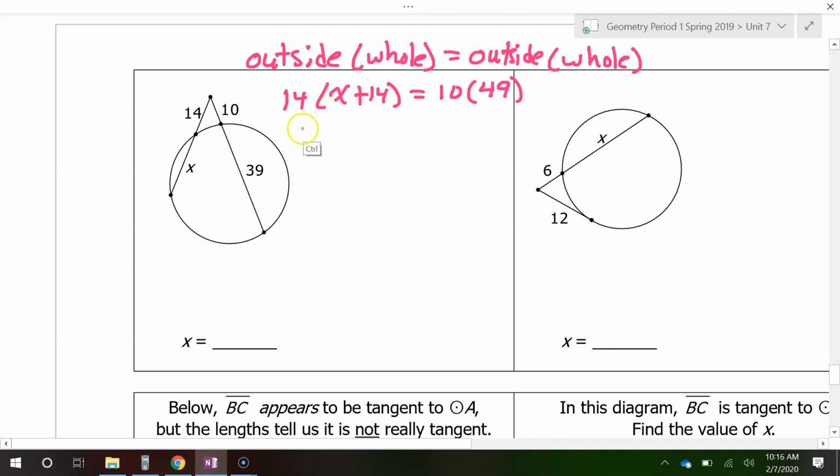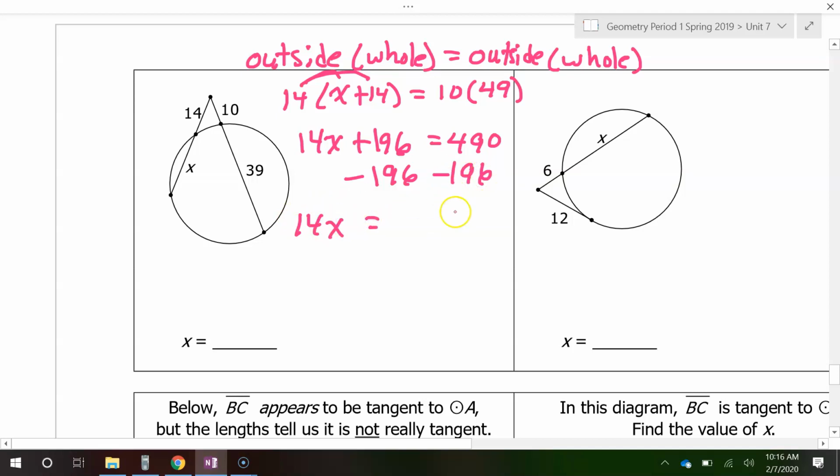So, right, doing the distributive property right here will give us 14x plus 196 is equal to 490. Then if we subtract 196 from both sides, so we will have 14x equals, what's that? 294. And then we divide both sides by 14. And what's that? 21. So x equals 21.